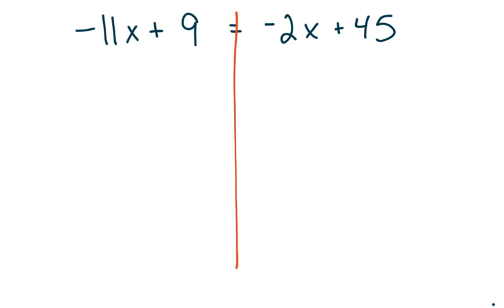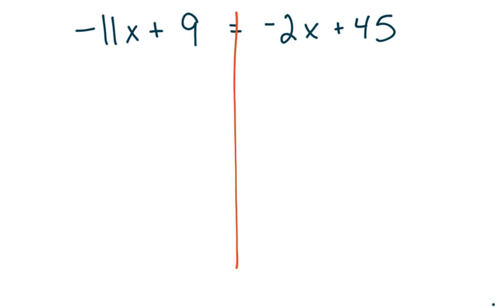You put your variables on one side and your numbers on the other. Here's a secret. It doesn't matter which side you pick. You'll get the same answer. You can pick whatever side you want. I always like to pick the side with the most x's. So this side actually has more x's because it's got a -2. -2 is greater than -11. So I'm going to move all of my x's over to the right.